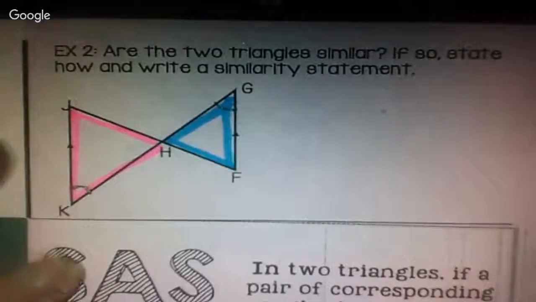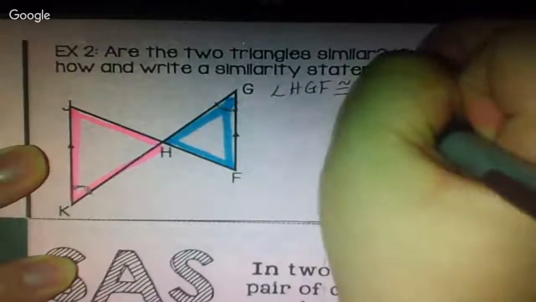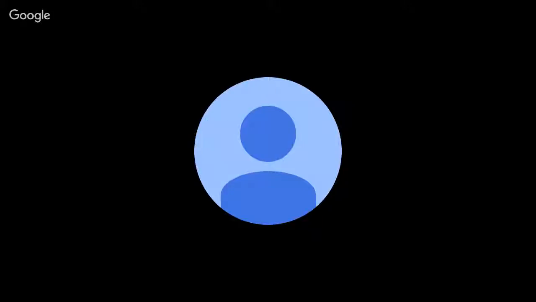Is the word next, like where the X is made, vertical? Uh-huh. Okay, that'll be your second one. Or you could have used the other ones too. Okay, so I can say that angle HGF is congruent to angle HKJ. And that's because these are alternate interior angles.